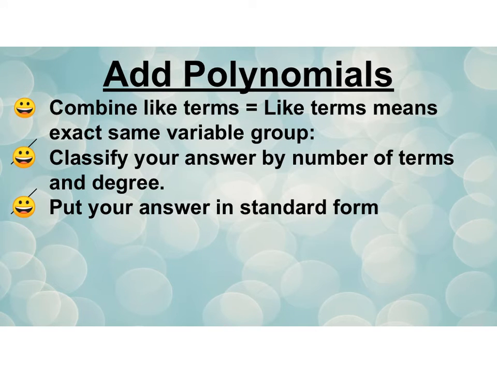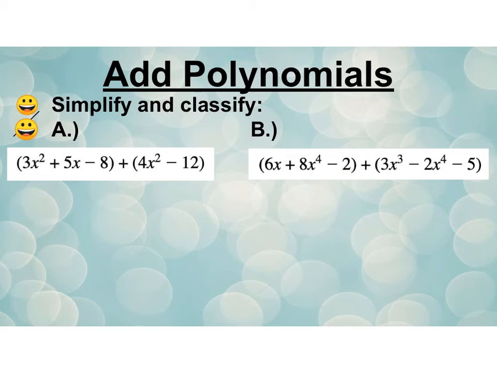When we add polynomials, you are just combining like terms. So that means you're putting the same variable group with the same variable group, and you don't change your variable group, and then you would classify that by number of terms and degree. Go ahead and try these.